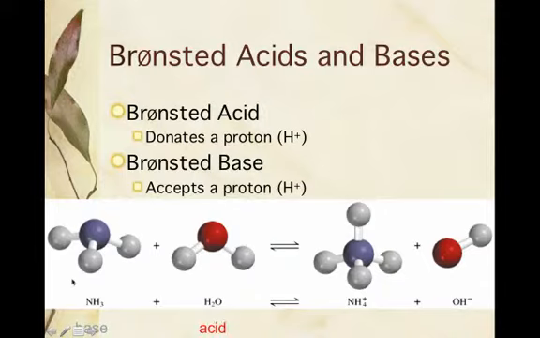Oh, it's putting up the labels. The base, the acid, because the acid is donating a proton to the NH3. In any acid-base reaction, there are two conjugate acid-base pairs. So they're paired up with the form that it is before.